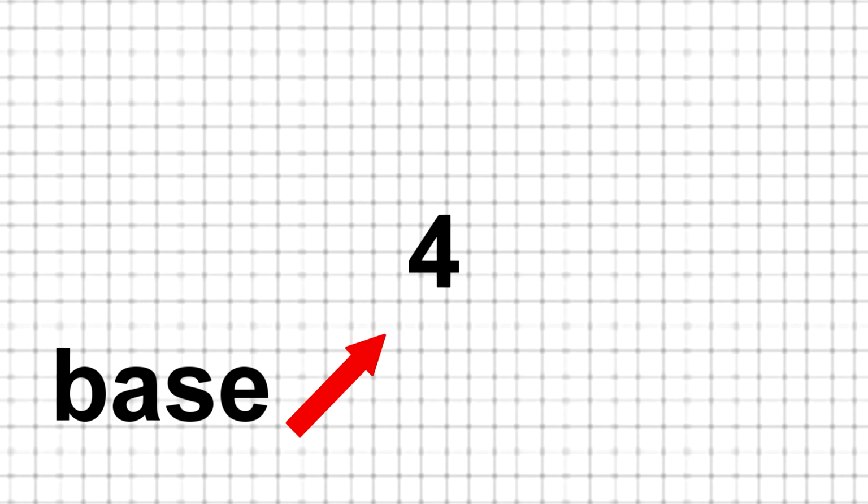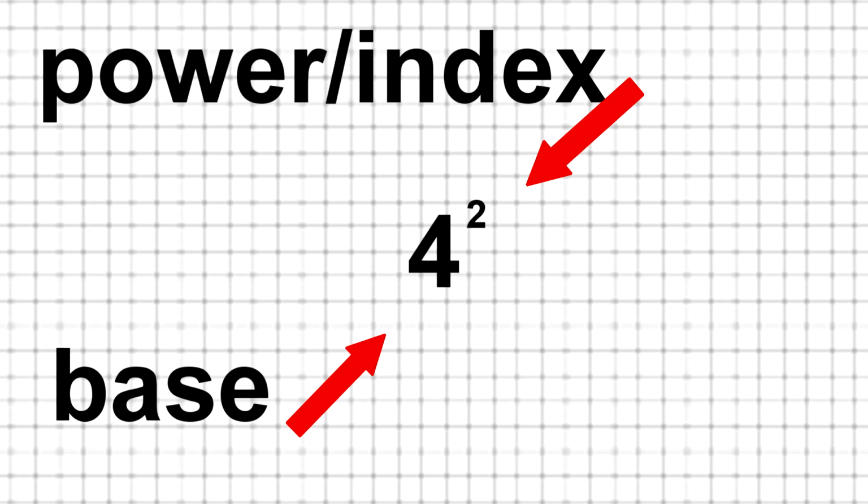Exponents are just slightly different because they are not adding, but multiplying. So the number 4 on the bottom is called the base. And the top number, which is written smaller, is called the power or the index. There are several names for it, but I'm not going to go through all of the names in this video.